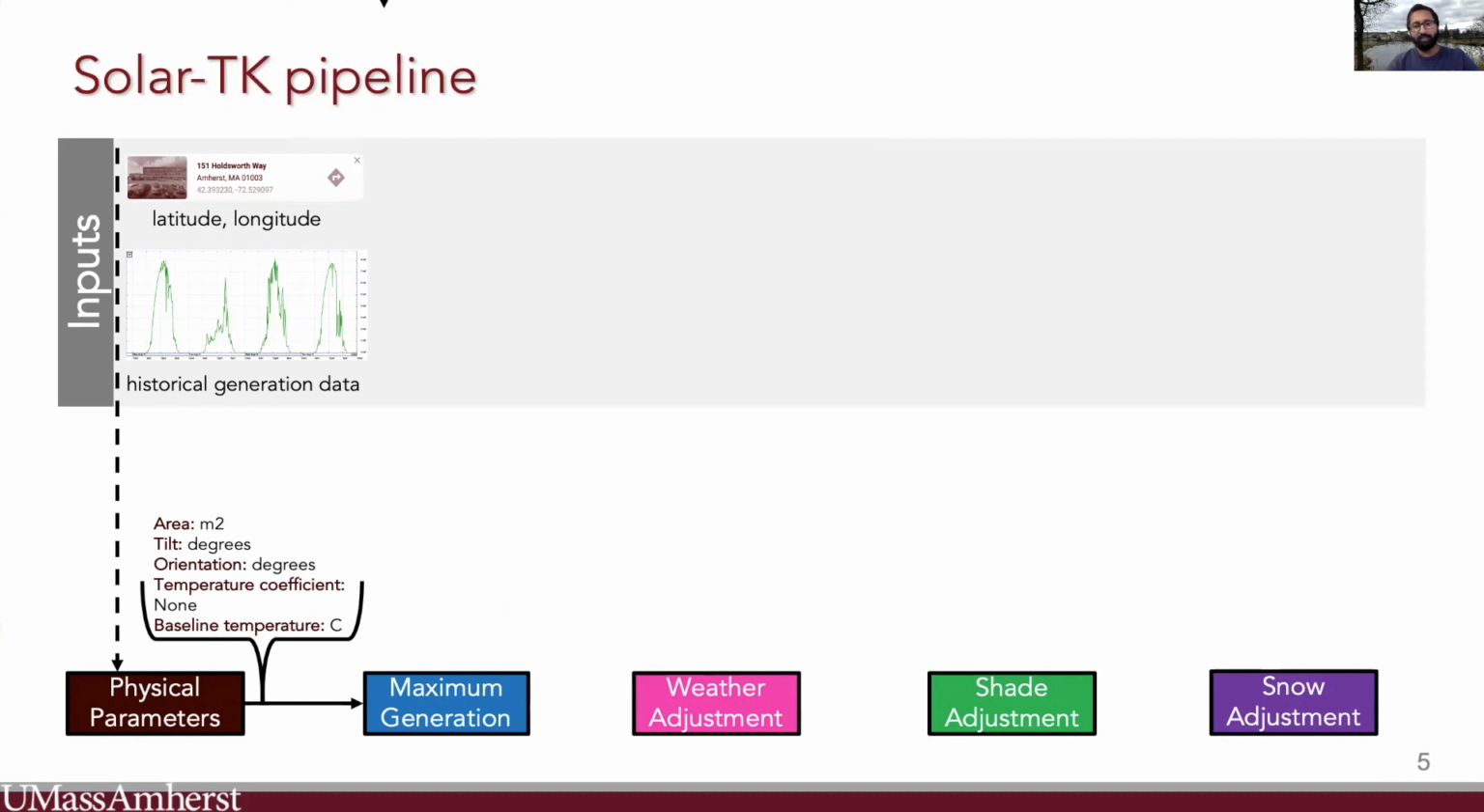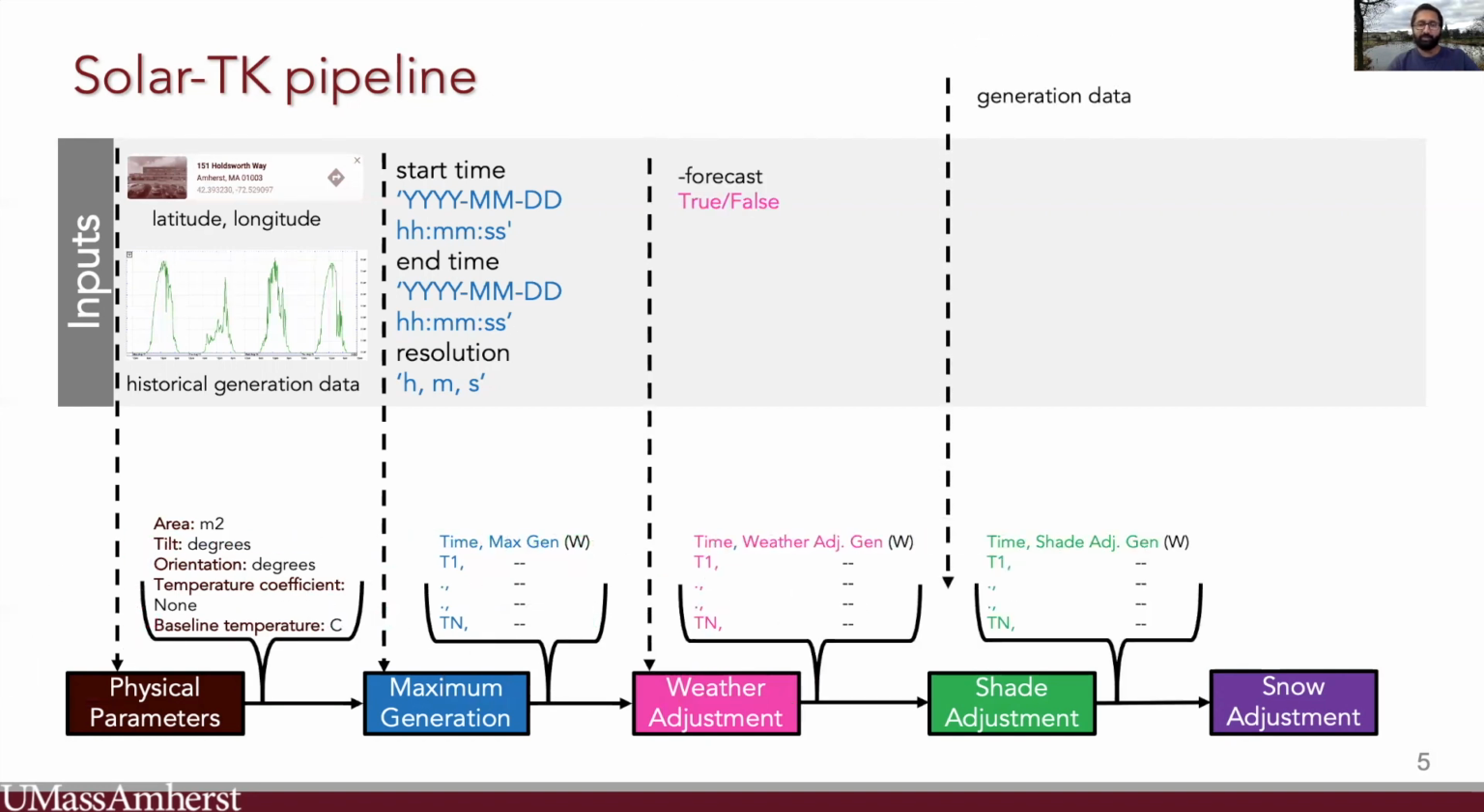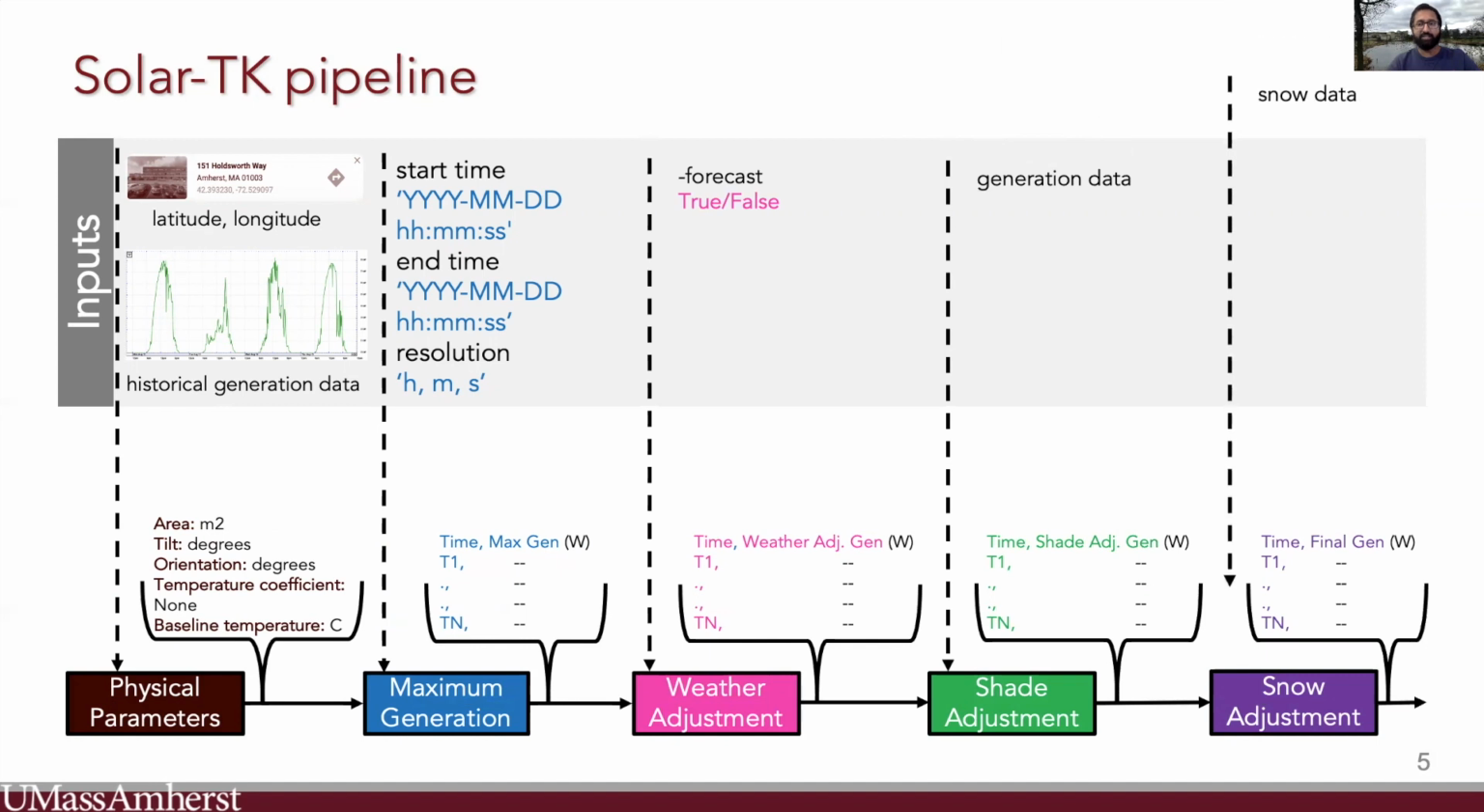The user then configures the start time, end time, and time resolution for the modeling task. This module will output a time series that gives us time and maximum generation in watts. The next three modules incorporate the effect of weather, shading, and snow, respectively.